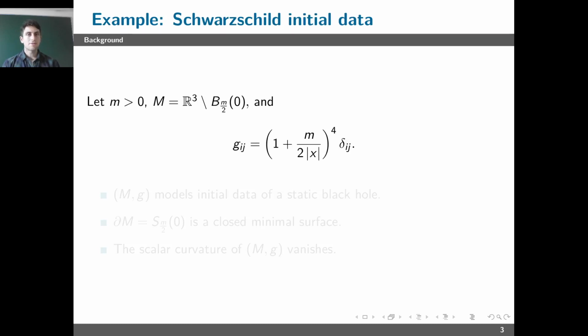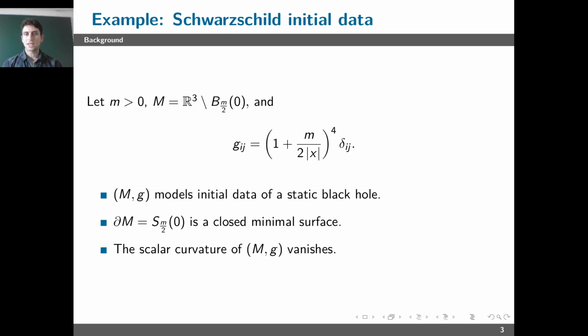Alright, so to get a feeling for such asymptotically flat manifolds, let's consider an example, which is going to be initial data for a static black hole, the so-called Schwarzschild solution. And in order to define this space, we're going to consider a positive number m, which is going to correspond to the mass of the black hole. And then the space is given as R^3 minus the ball of radius m/2. And the metric g is given as the so-called Schwarzschild metric, which is (1 + m/(2|x|))^4 times the Euclidean metric.